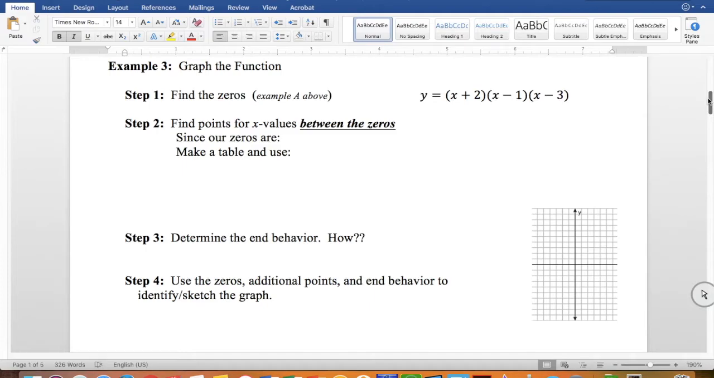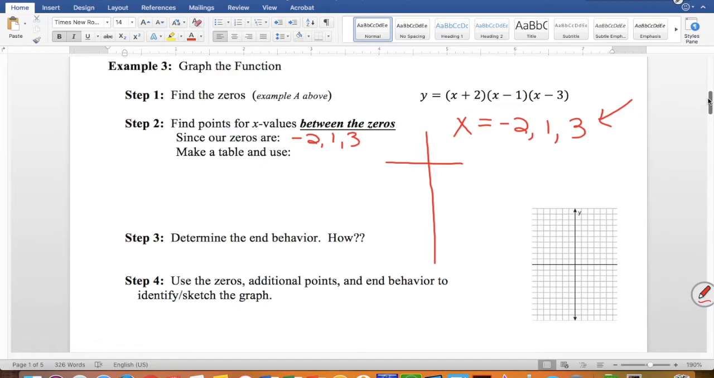So your first step is when you're given a function, whether it's factored or not, find the zeros. So we're going to go ahead and use example A from above, which we already decided our zeros were negative 2, 1, and 3. So I know my graph is going to cross the x-axis at negative 2, 1, and 3. So since our zeros are negative 2, 1, and 3, we're going to make a table and we're going to use values in between our zeros to find some other points.